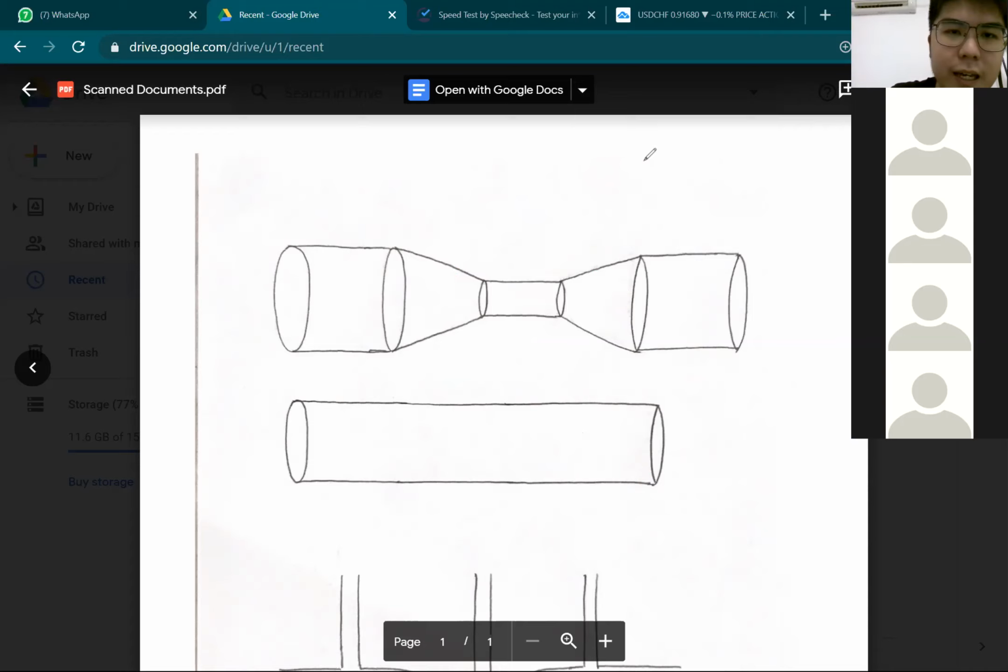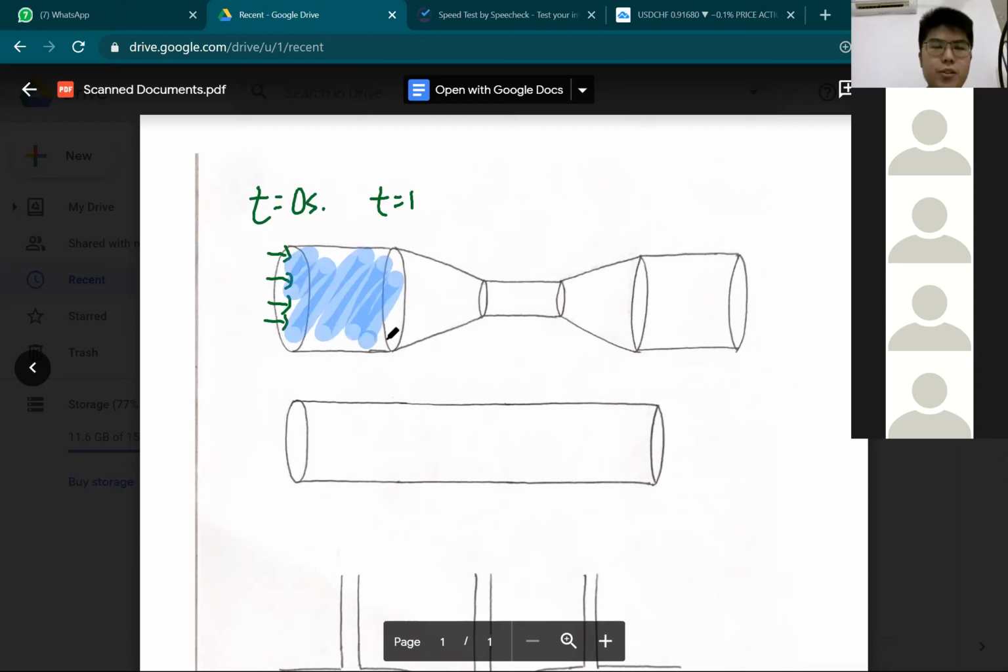Let's say at t equals 0, the water is here, about to enter the tube. At t equals 1, the water enters the tube and reaches here. So I shade here, this is the water. Just imagine, and this is the line of separation over here, the boundary.